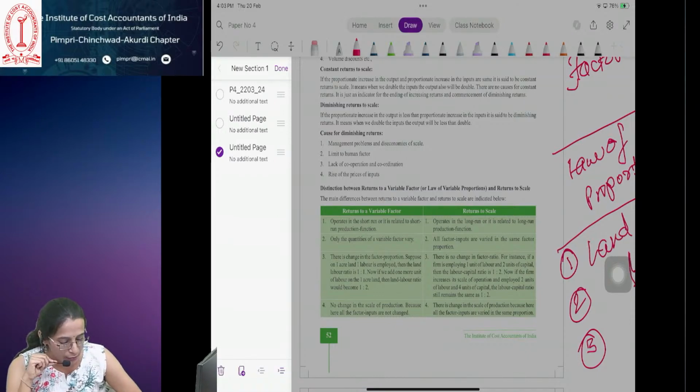All factor inputs are varied in the same factor proportion. What we saw, all factors of inputs are variable, that is every factor will change, right? Now there is a change in the factor proportion. Suppose we have 1 acre of land, 1 labor is employed, then the land labor ratio is 1:1. Now if we add 1 more unit of labor on 1 acre of land, the land labor ratio will become 1:2. We discussed, right?